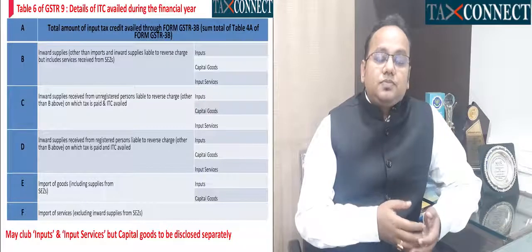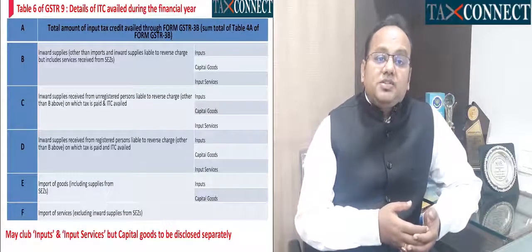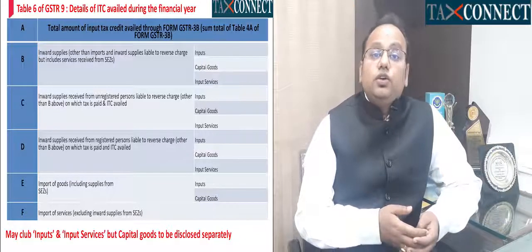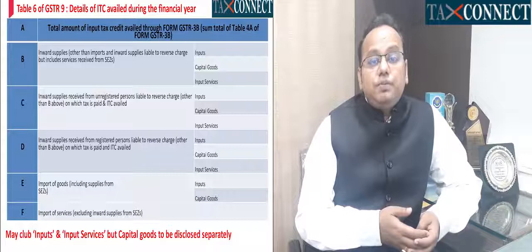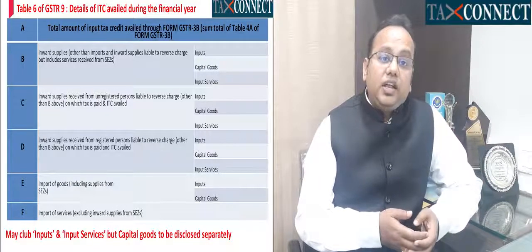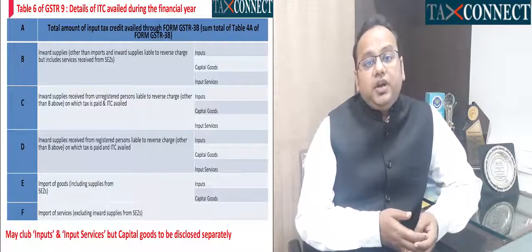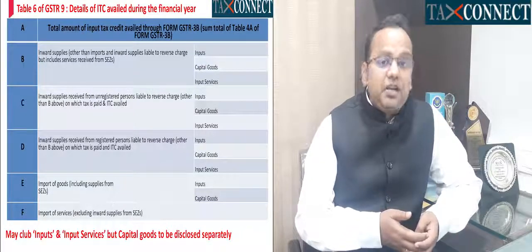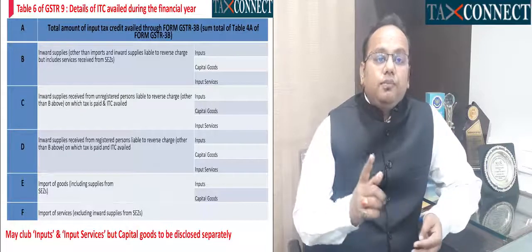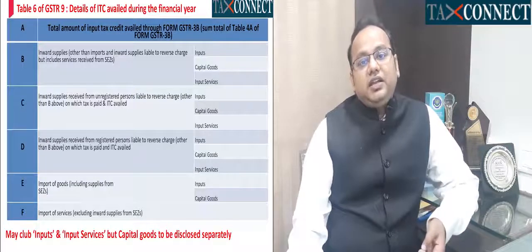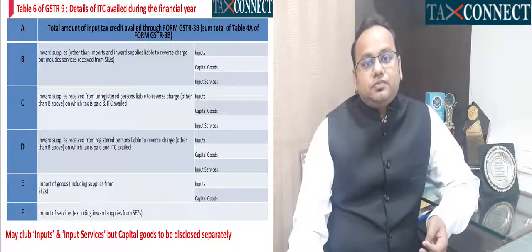Another change is in table number 6, whereby in 1718 and 1819 you could club inputs, input services and capital goods related ITC and show it under inputs. From 1920 it is mandatory to disclose the input tax credit related to capital goods separately. Only inputs and input services can be clubbed together in table number 6.